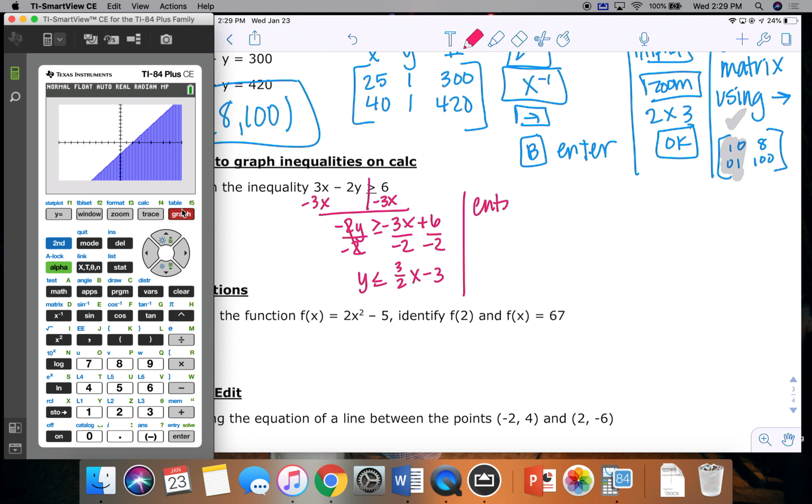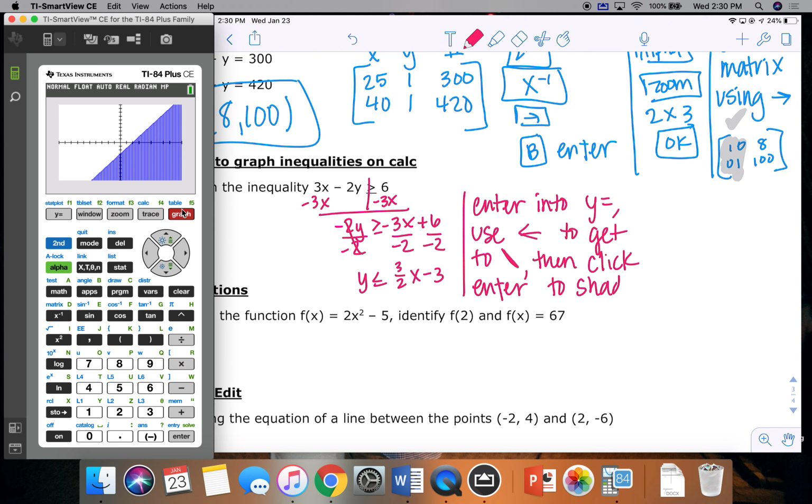So enter this into y equals, use the left arrow to get to the slash, and then click enter to the shading. Your shading is in the bottom if it's a less than sign, and it goes in the top if it is a greater than.